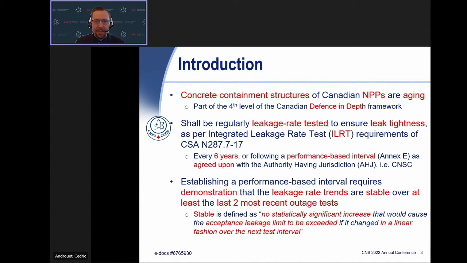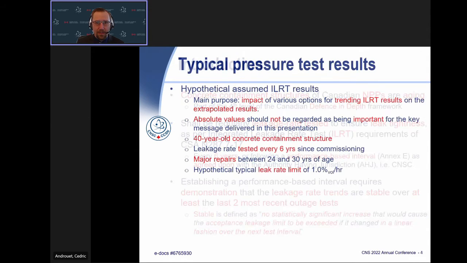Stable is defined in CSA N27.7-17 as no statistically significant increase that would cause the acceptance leakage limit to be exceeded if it changed in a linear fashion over the next test interval. This definition may be debatable and subject to interpretation, which is what I'm going to discuss in this presentation.